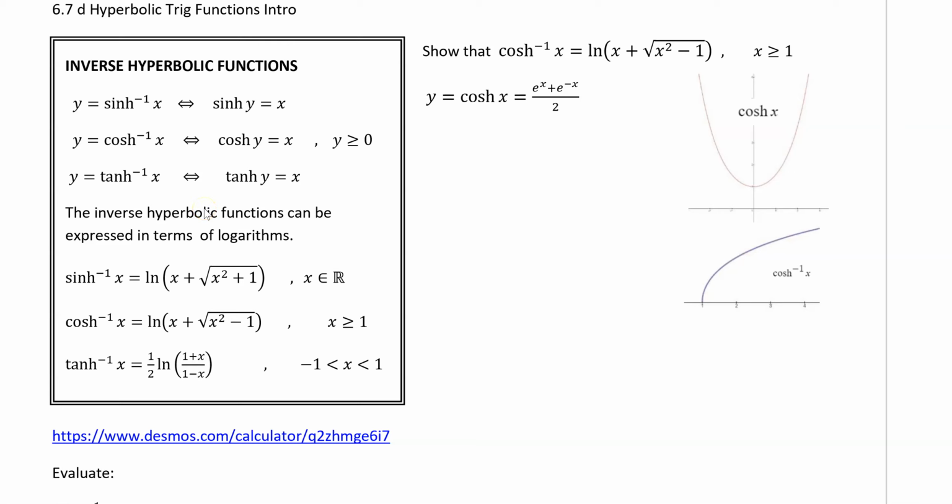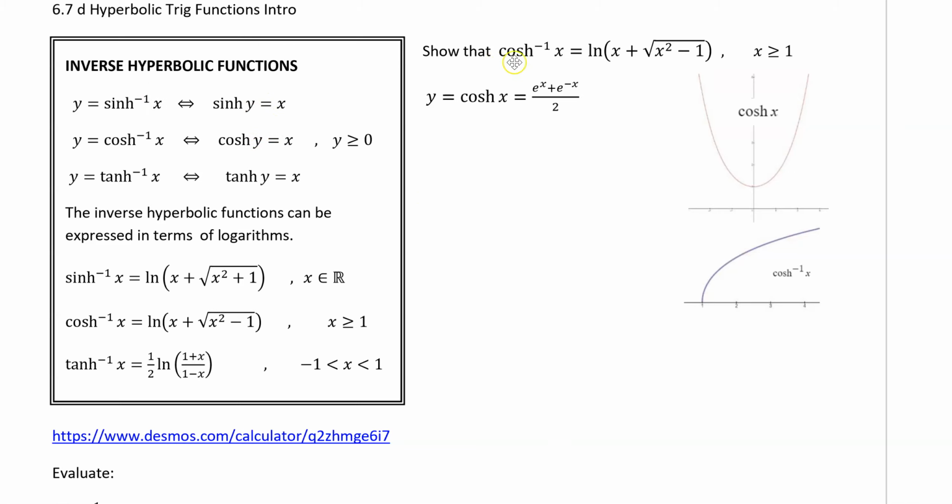So this is an inverse hyperbolic function. If you remember, it's just switching the x and the y's to make our inverses, and these functions need to be one-to-one to have an inverse. So the inputs become the outputs become the inputs, and so on. What we're going to do is show that the inverse of our hyperbolic function, cosine, is this.